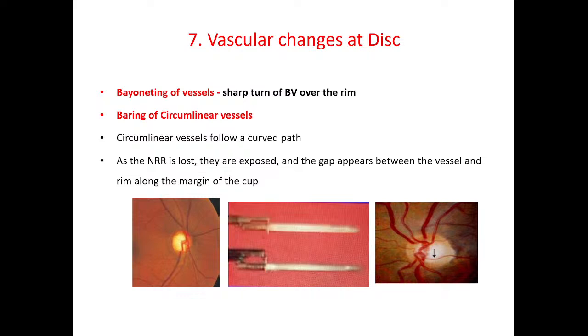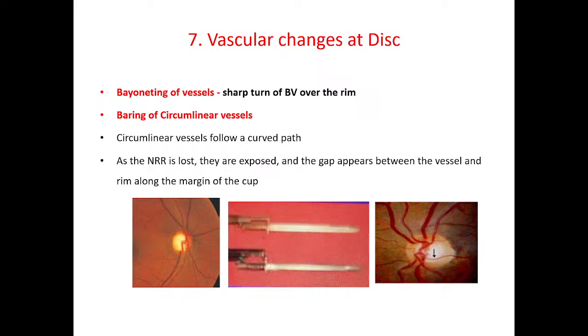Now, when the fibers are lost, we see the bayoneting sign, a sharp turn of the vessel at the rim, because the supporting fibers have been lost, they are dead. So, there will be a sharp turning of the vessel. Can you see this turning of the vessel here? So, this is called a bayonet, this is the bayoneting sign. It is again a sign there is a loss of the rim here.